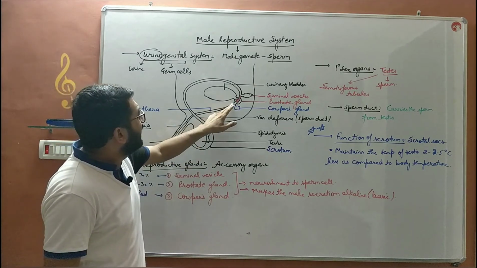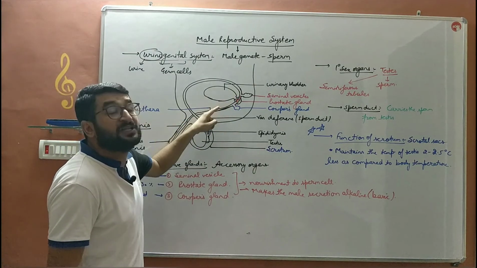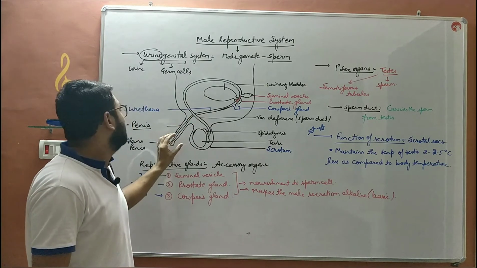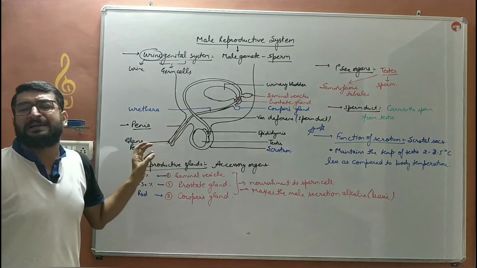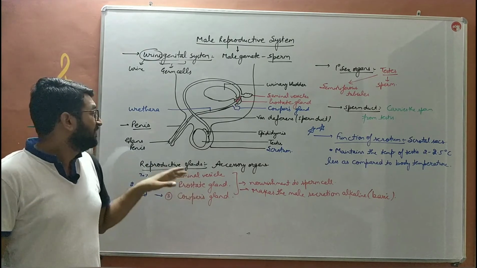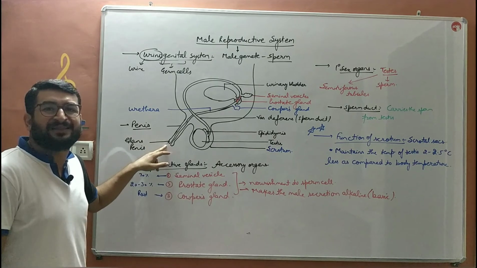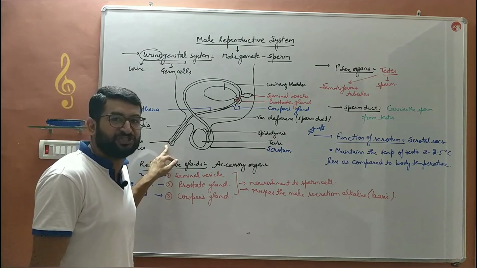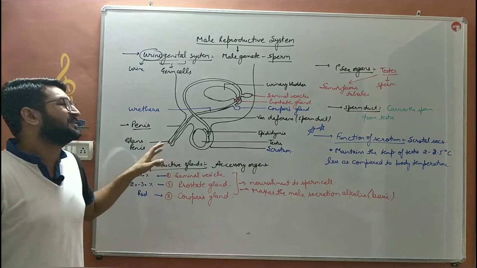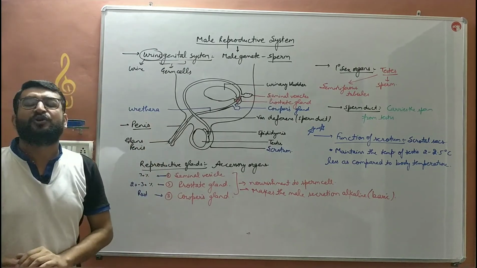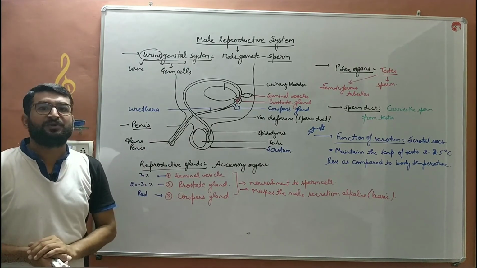Next, after that the urine and semen will come in a single duct that is known as urethra. And urethra is present in an accessory organ named penis, which performs the male sex act. Penis has a certain swelling at the end, at the tip, which is known as glans penis, which is meant for the pleasure during the male sex act. So this is the male reproductive system in human beings.